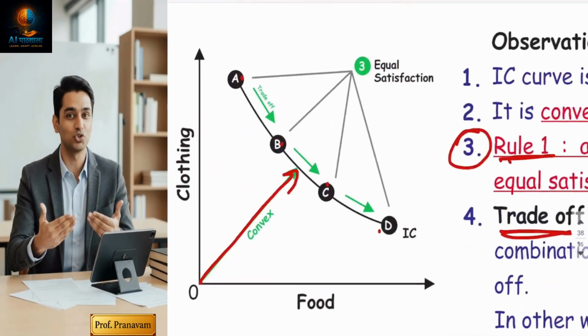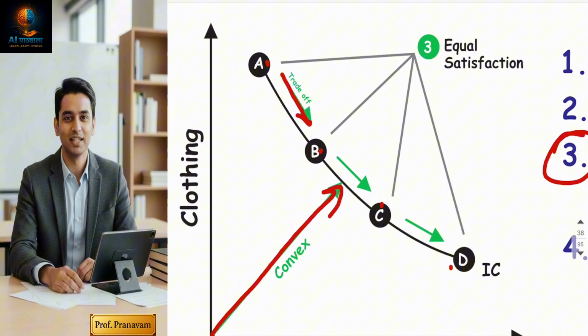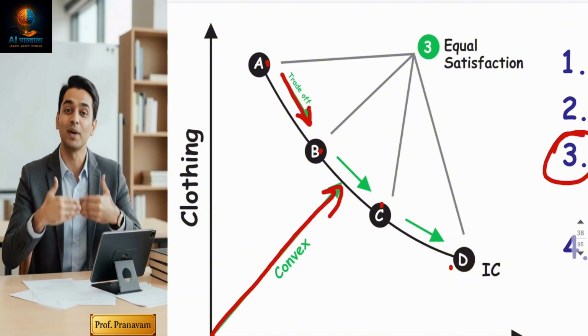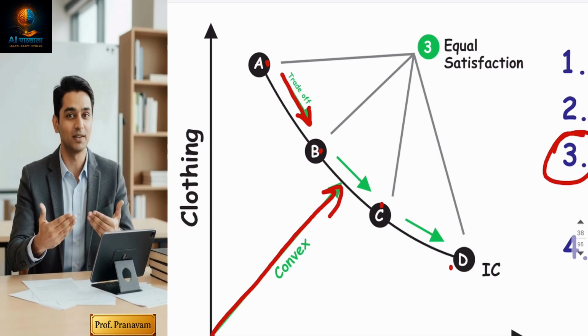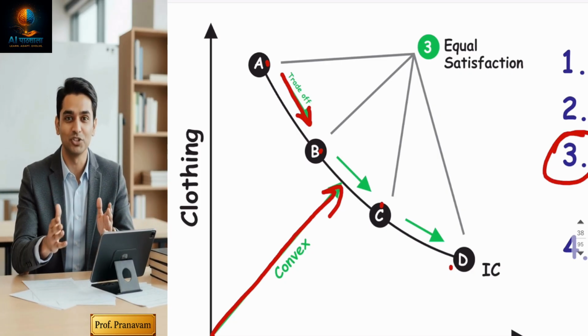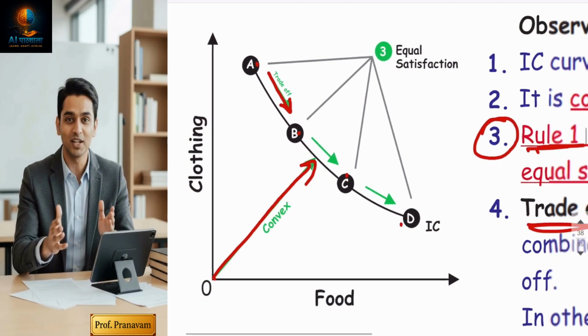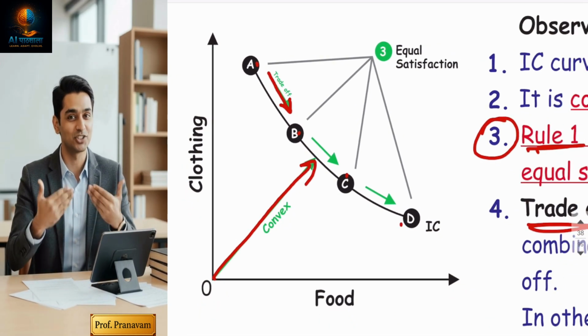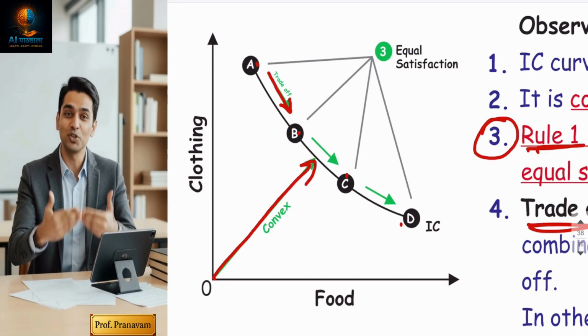Now, fourth is trade-off. What do you mean by trade-off? Trade-off means moving from one combination to another combination. Now you are moving from A to B, B to C, C to D, or vice versa, D to C, C to B, B to A. Trade-off means if you want to satisfy one demand more, you have to sacrifice another one. You cannot get both the demands greater.